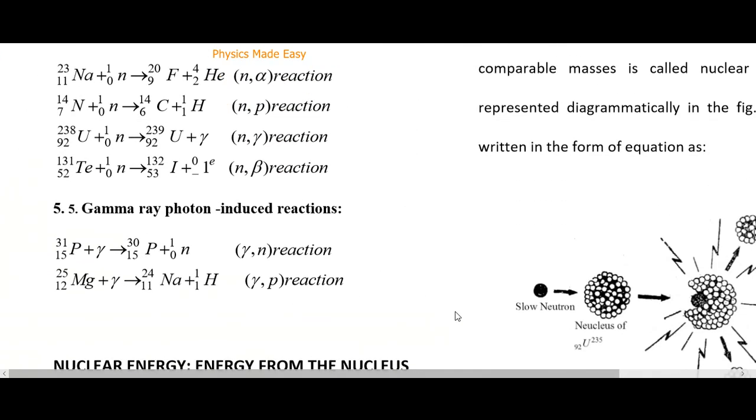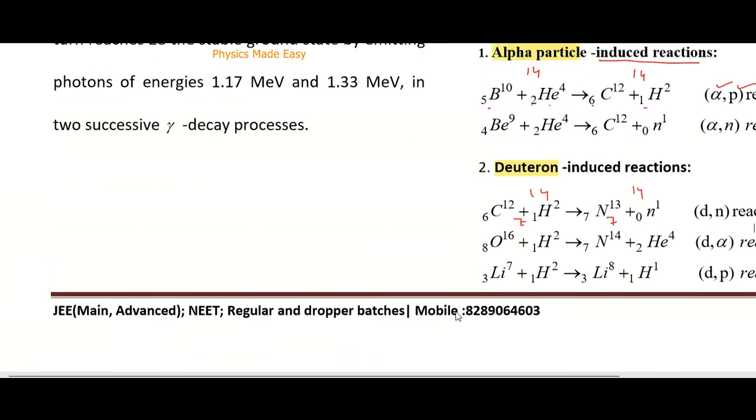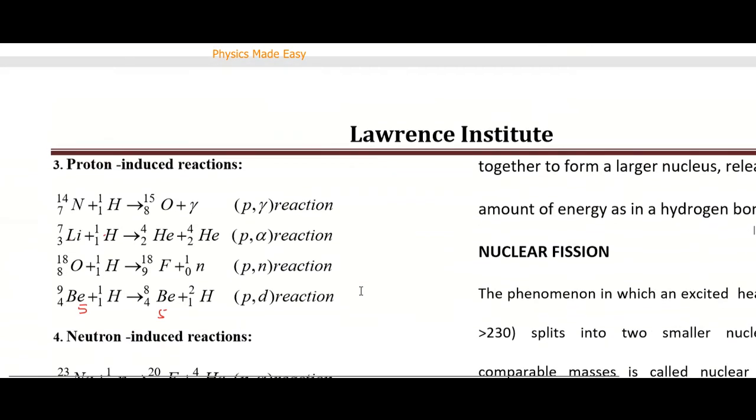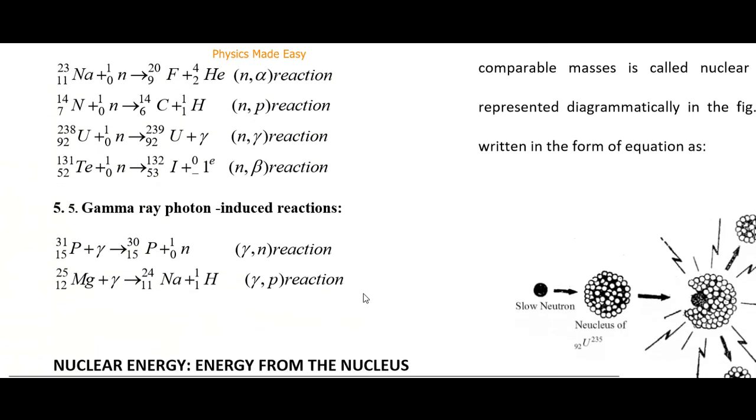And after that, we have classified basically few reactions. For example, alpha particle reactions, neutron reactions, proton bombarded reactions, and then neutron induced reaction, and then gamma ray photon reactions. So in this way, we broadly covered the topic of nuclear reactions.